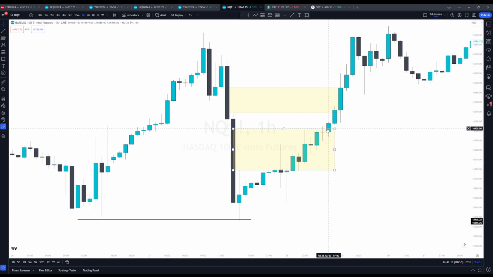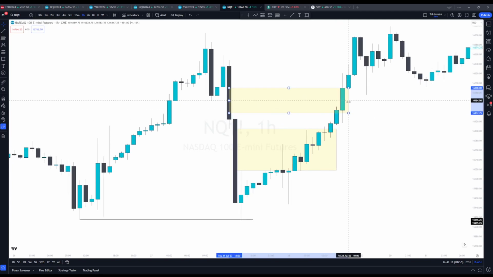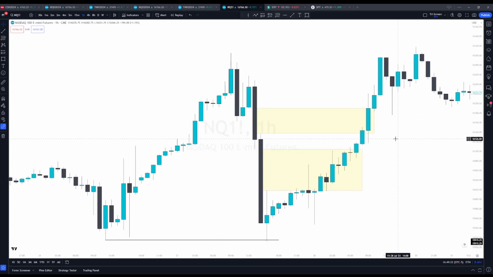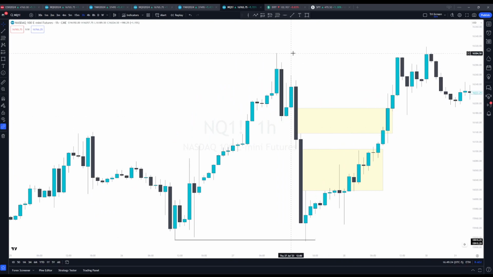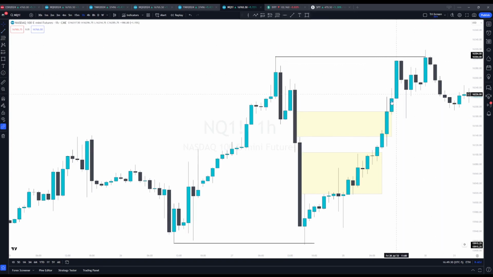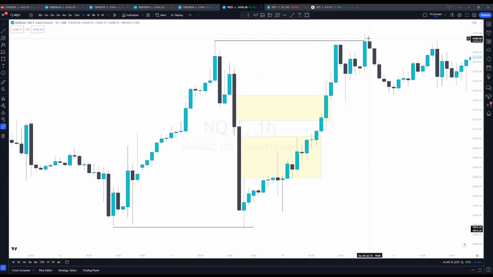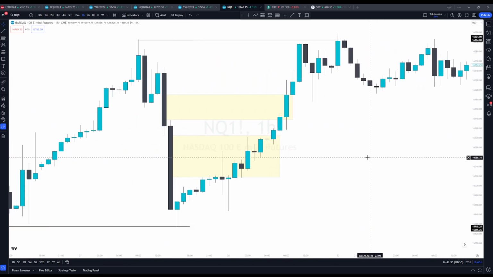So maybe you long here, you sell at this one in case we do reject it. In this case, we do not. We end up closing over it. And then once we close over this, where else would the market be going? Oh, this last swing high, taking out that high. And then where does the market go? Back lower.